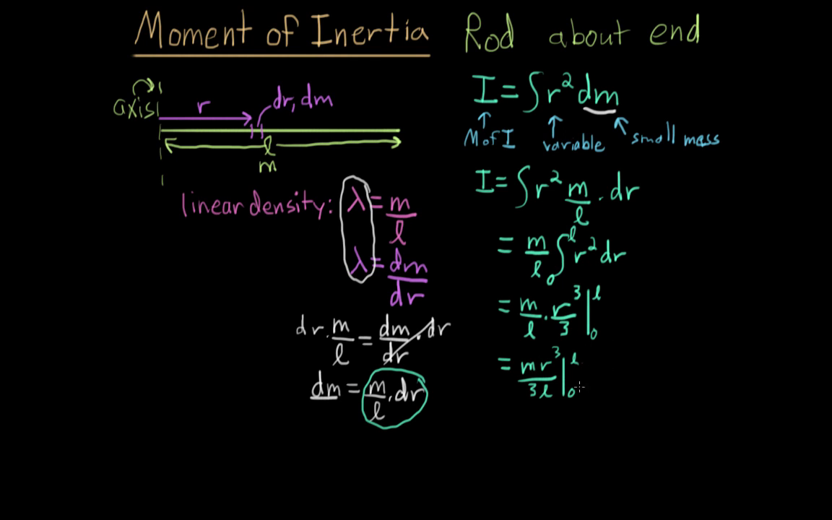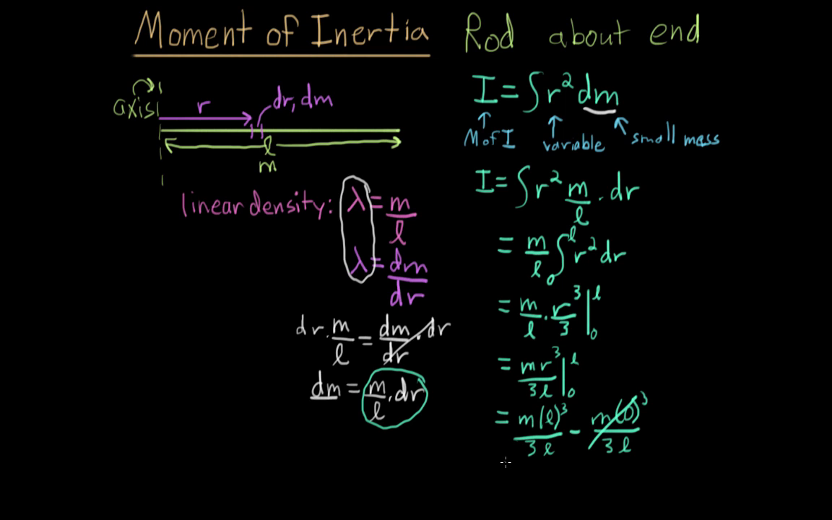And when I evaluate this, what I do is I just plug in my upper bound first. So m times L cubed divided by 3L minus m times 0 cubed divided by 3L. Now here, over here, we have 0 to a power, which is just 0. 0 times anything is just 0. So this actually all cancels out, which makes our lives even simpler.